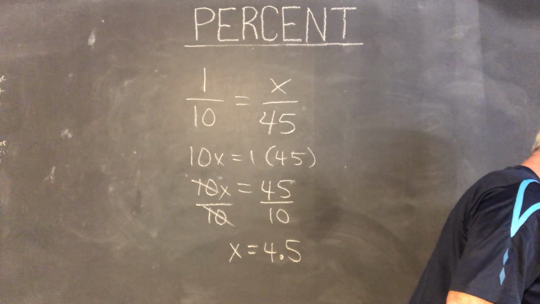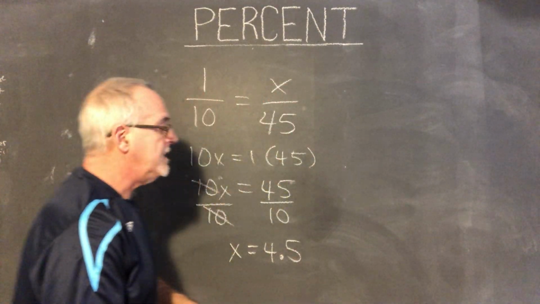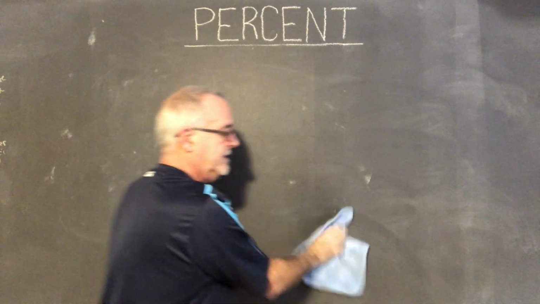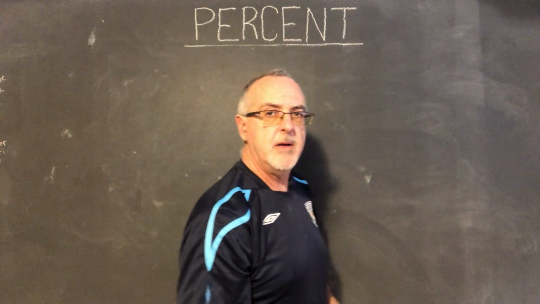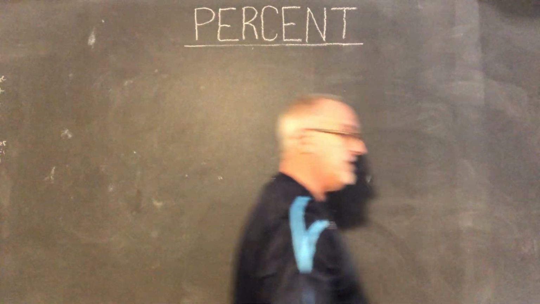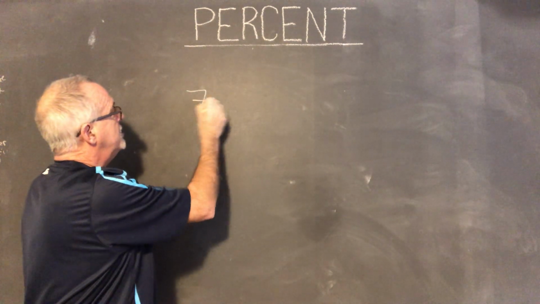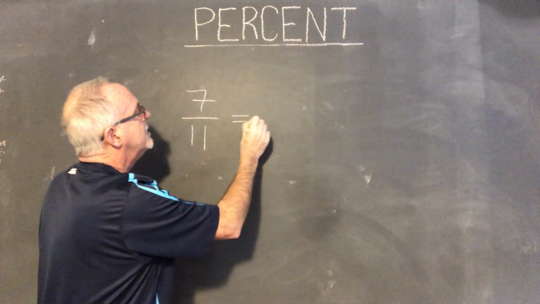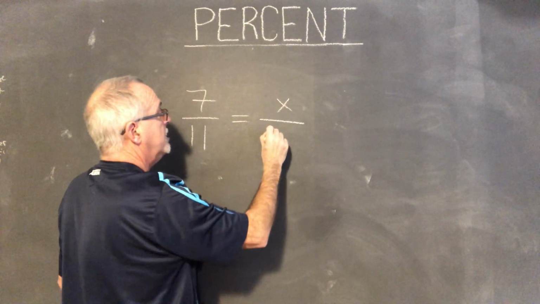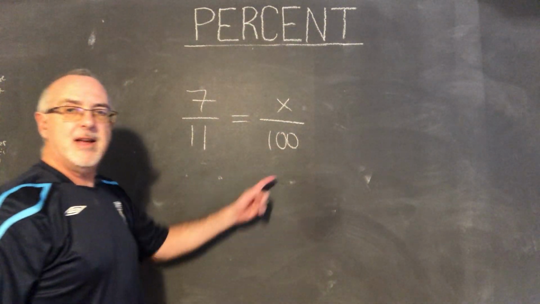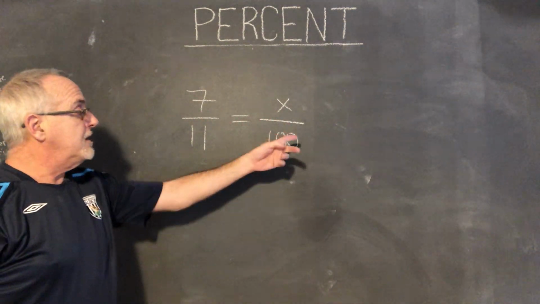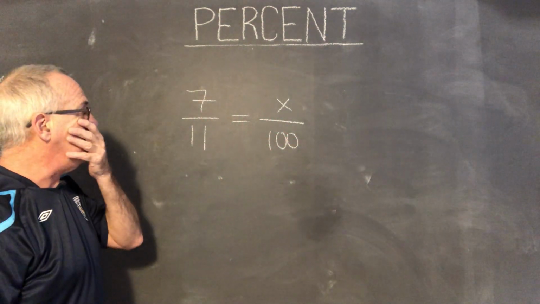Another one. Let's do one that's going to give us crazy numbers. 7 over 11. Certain numbers, when you choose them, are more likely to give you decimals in your answers. 7 over 11 equals x over 100. We're trying to convert this fraction into a fraction over 100. We'll be able to give it in the form of a percent very easily, won't we?